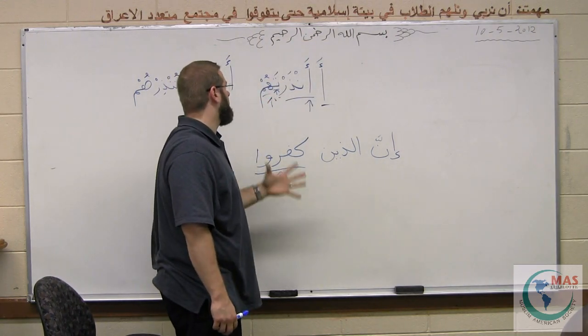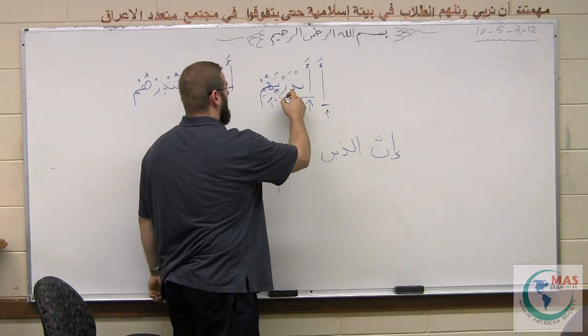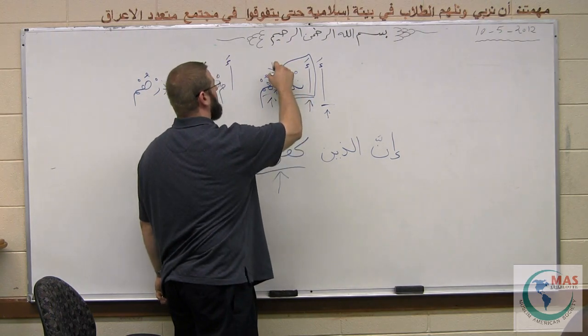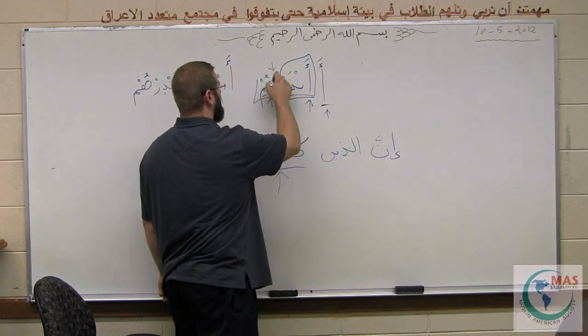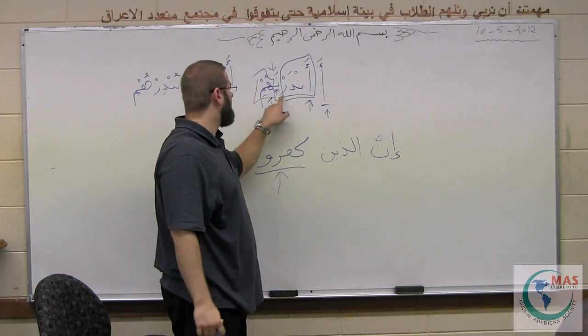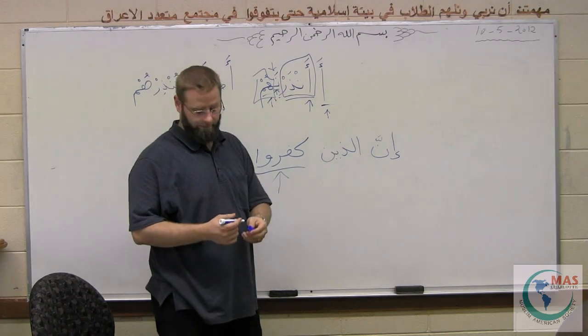So, أَنذَرْتَهُمْ, what does that mean? Well, the first is an article asking a question. Anzar is the verb. Ta means you. Hum is the one you did it to. Right? This is the one who did the verb, and this is the one that it was done to. Right?